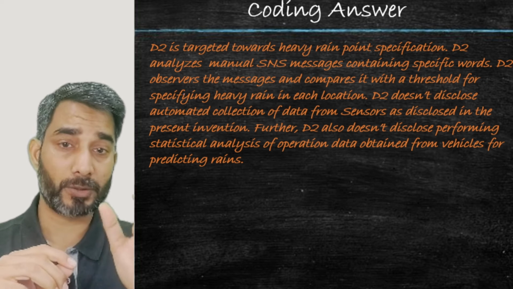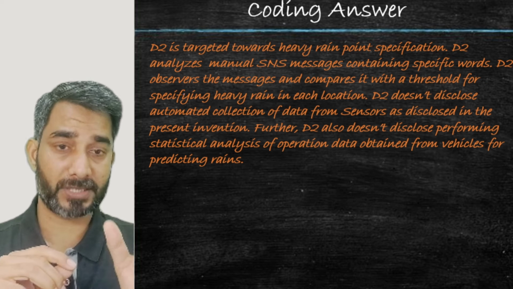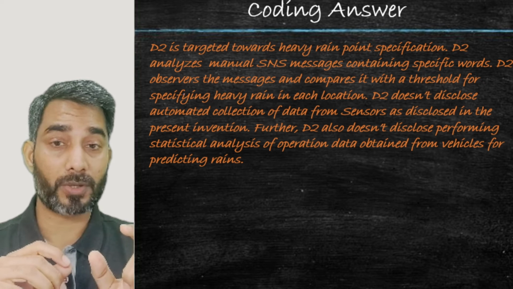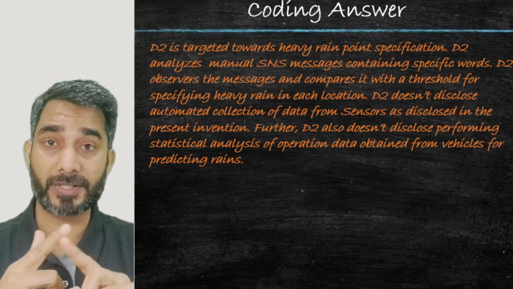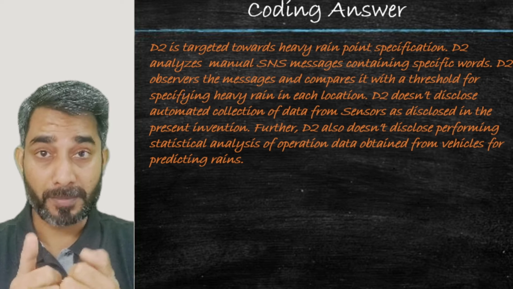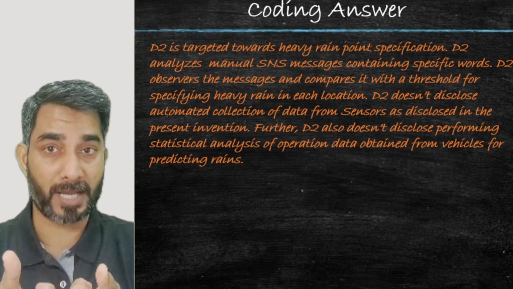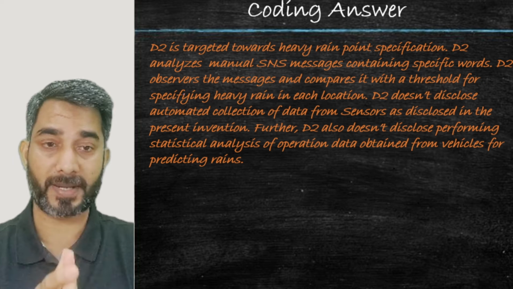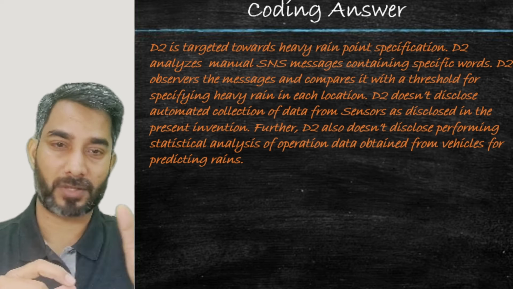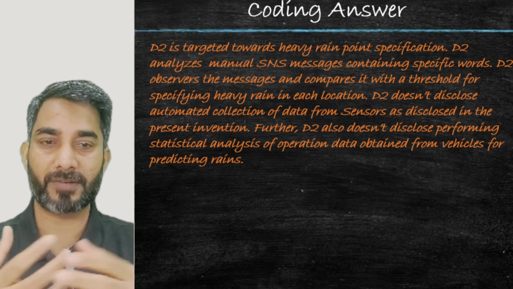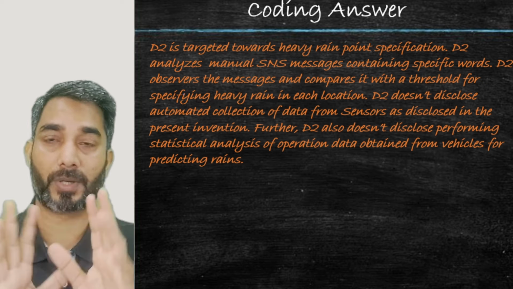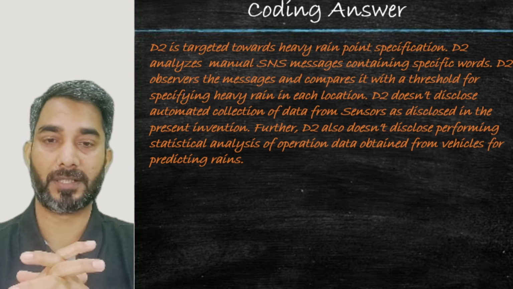D2 analyzes manual SNS messages containing specific words. Now, why are we talking about manual here? Because we specifically want to tell that our invention was collecting data automatically through sensors, but here people are actually posting messages, which is manual, right? So this is one differentiating aspect between the inventions. D2 observes the messages for the words and compares with the number of words which have come for that particular location, and based on that comparison it can say that okay, this is how it is heavy raining.